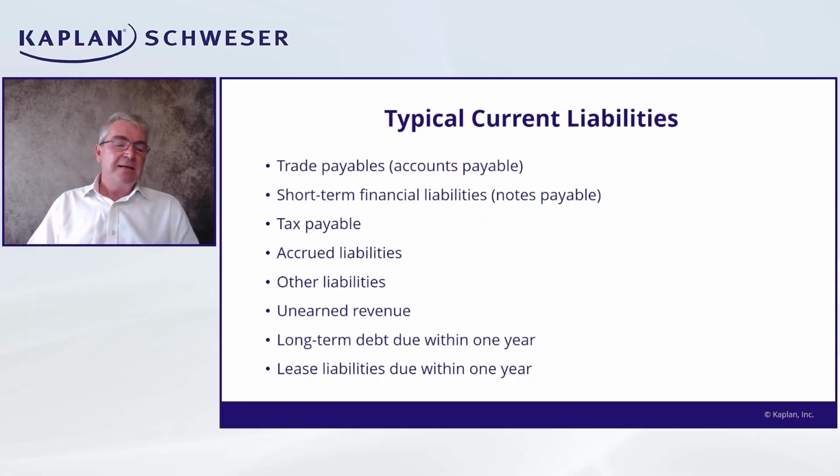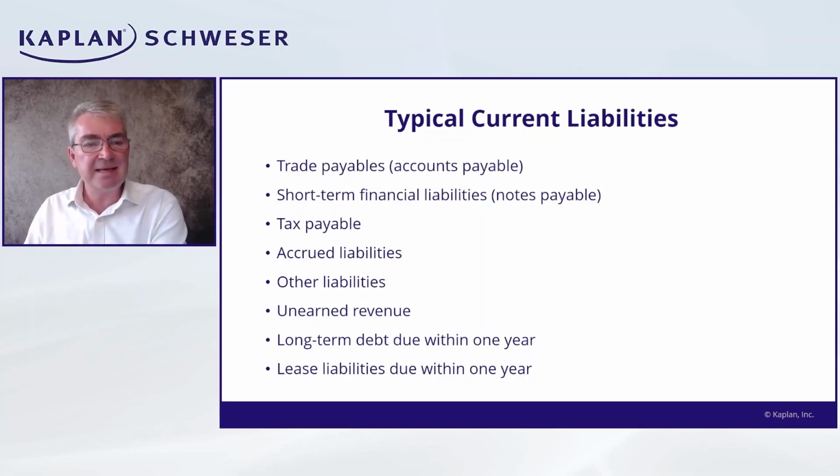Tax payable is what we owe the tax authorities, or what we think we owe the tax authorities based on this year's earnings. Accrued liabilities is where you've incurred an expense, but you've not yet received an invoice. So it's not sitting there as a payable in any way, shape or form because you haven't received an invoice, but you know you've incurred that expense. Well, accrual says if you know you've incurred the expense, you need to account for it.